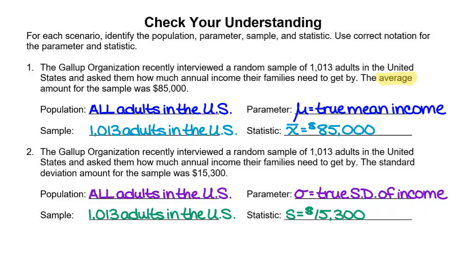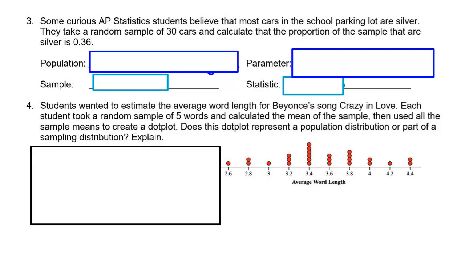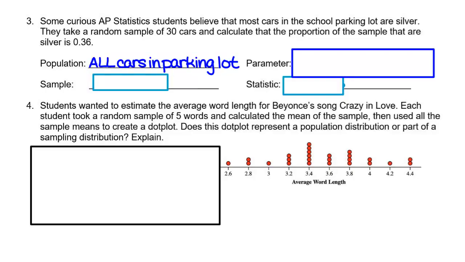All right, let's look down at number 3. Some curious AP students believe that most cars in the school parking lot are silver. They take a random sample of 30 cars and calculate that the proportion of the sample that are silver is 0.36. What's our population here? All cars in the lot? Yes, all cars in the parking lot. What would the sample be then? 30 cars.